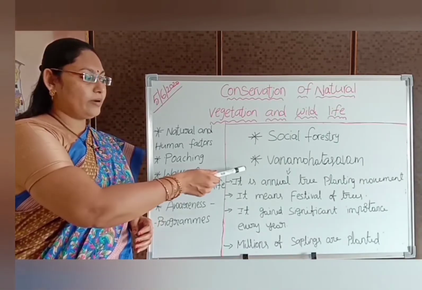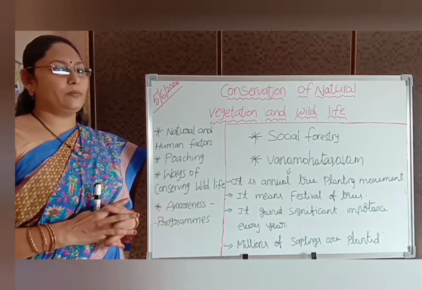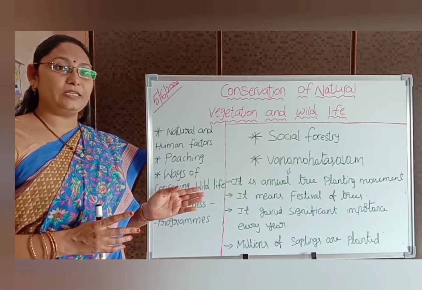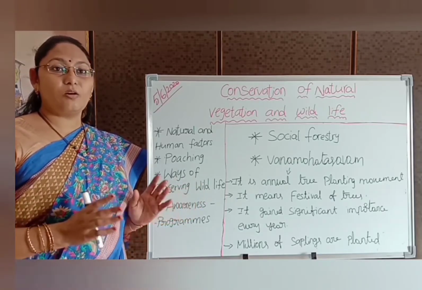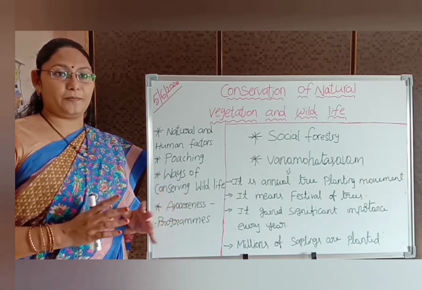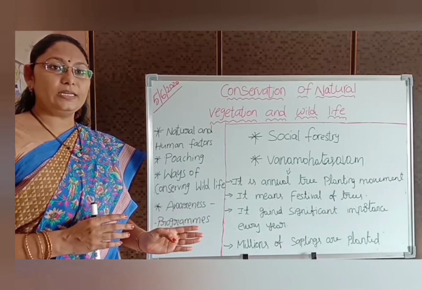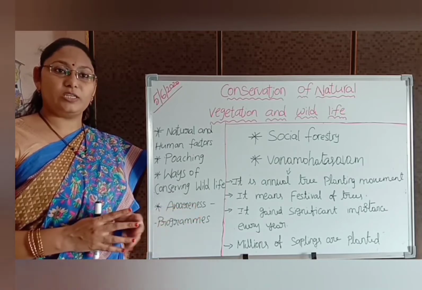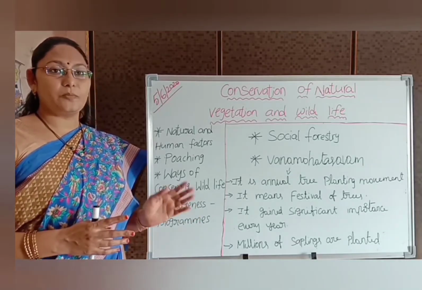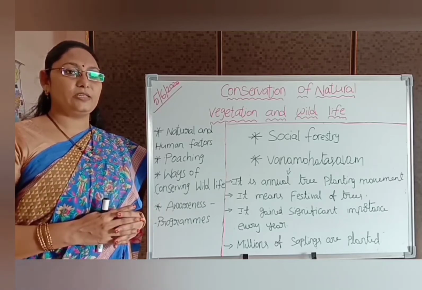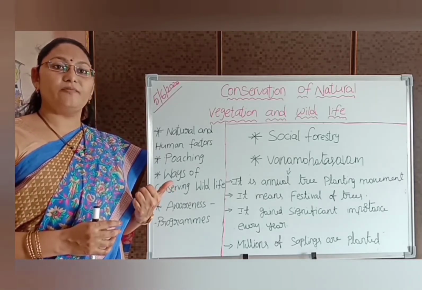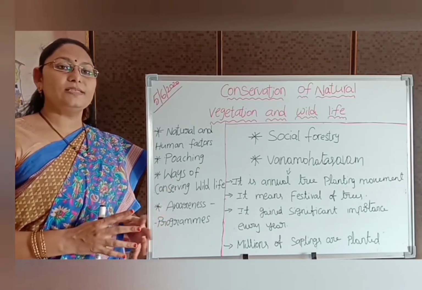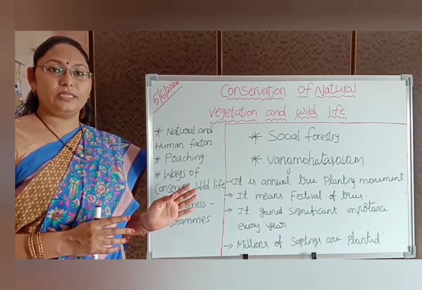The next one is Vanamahotsavam. So what is the meaning of Vanamahotsavam? It means Festival of the Trees and it is an annual tree planting movement. It has gained a lot of significance and importance in India. Because of this Vanamahotsavam, millions of saplings are planted yearly. It is a very effective method of afforestation. So the government has to look at these types of programs to create awareness in the mindset of the people. Both social forestry and Vanamahotsavam are the most popular methods followed in India. So all the citizens of India have to take part in these two programs.